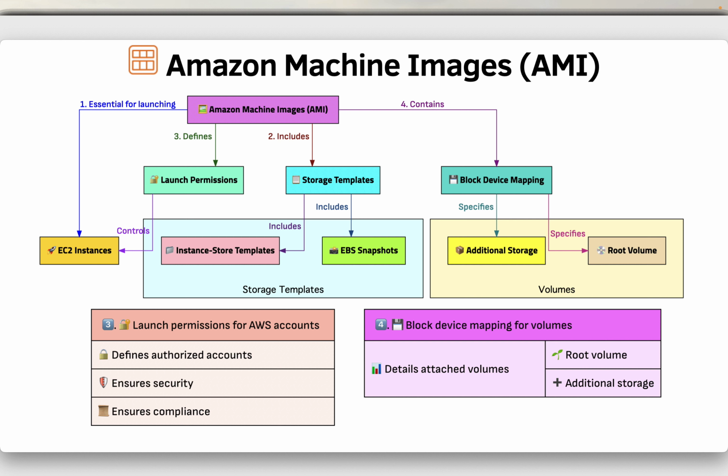So this details the volumes that will be attached to the instance upon launch, including both the root volume and any additional storage. So the AMI contains all the block device mappings for the volume. It will have some kind of volume, for example a root volume and any additional storage as part of the AMI.